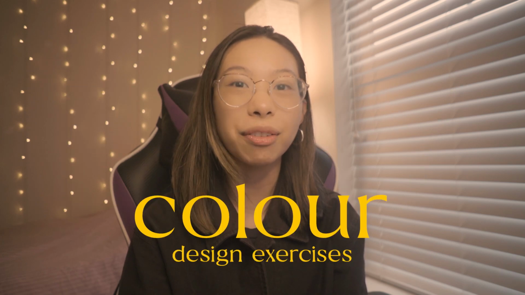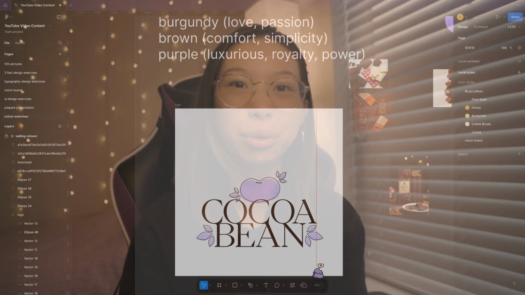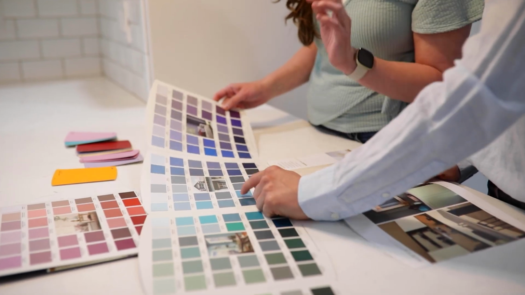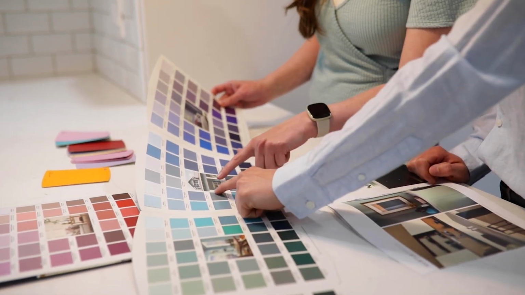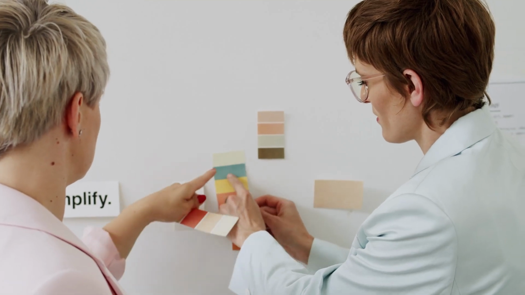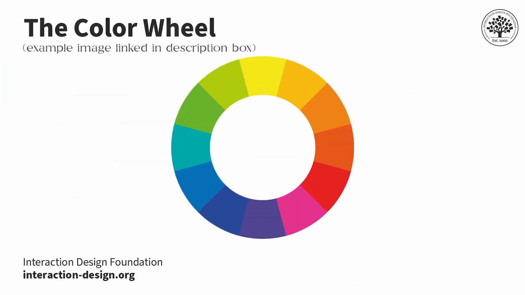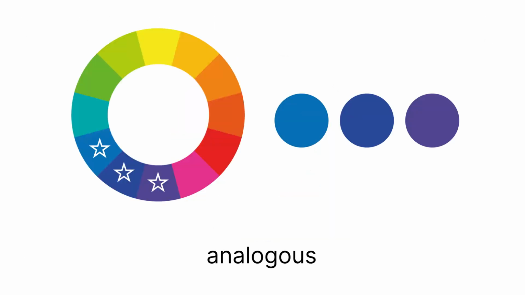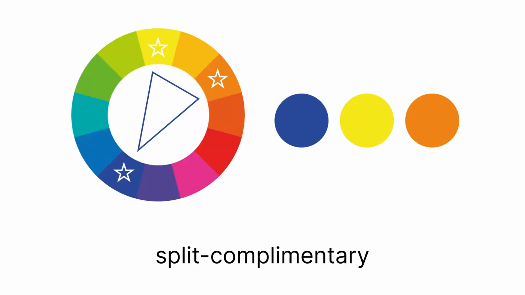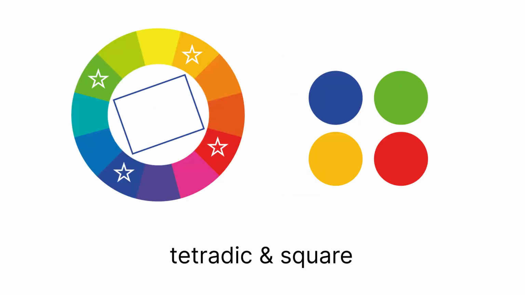I will cover some easy color exercises in graphic design that you can try today and improve your skills fast. Number 1, color harmonies. As designers, it is helpful for us to consider the different color harmonies or schemes if we want to start creating a great color palette. By using the color wheel, we can create different harmonies including monochromatic, analogous, complementary, split complementary, triadic, tetradic, and square.